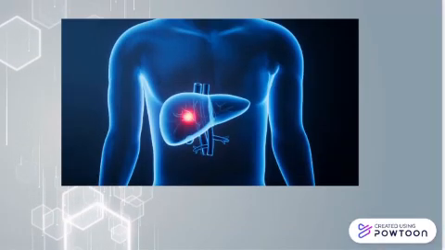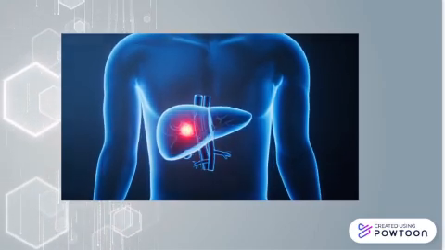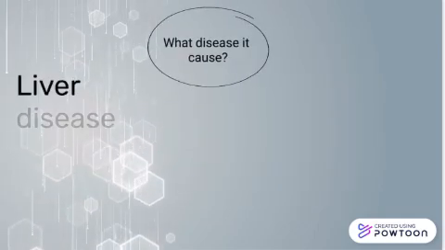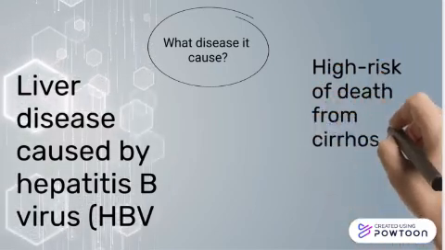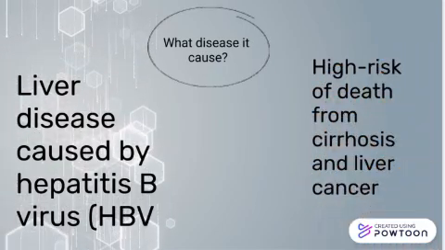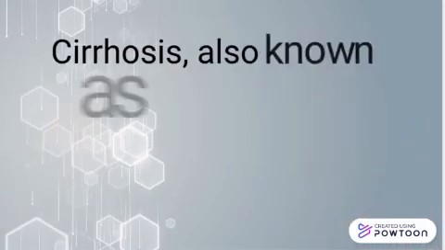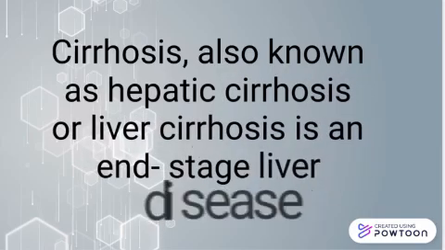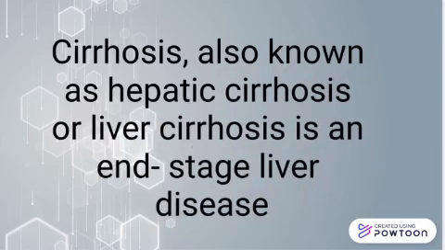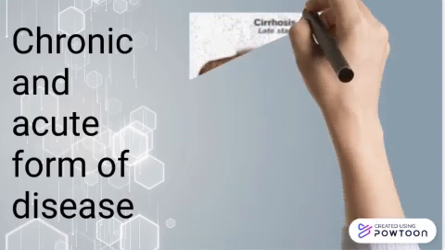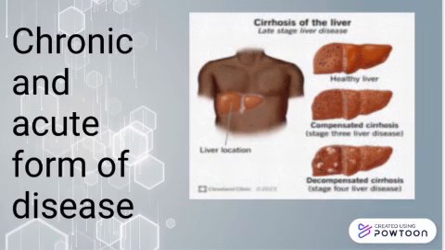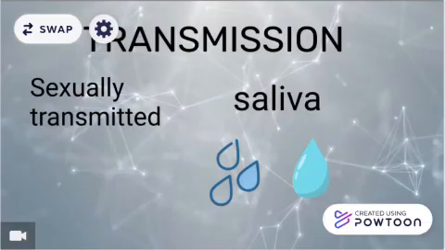So next is what disease it causes. It causes a life-threatening hepatitis B liver infection and can also cause chronic infection and put people at higher risk of death from cirrhosis and liver cancer. The term cirrhosis is an end-stage liver disease, and it's a condition of the liver in which normal functioning tissue is replaced with scar tissues, and regenerative nodules are formed as a result of chronic liver disease.